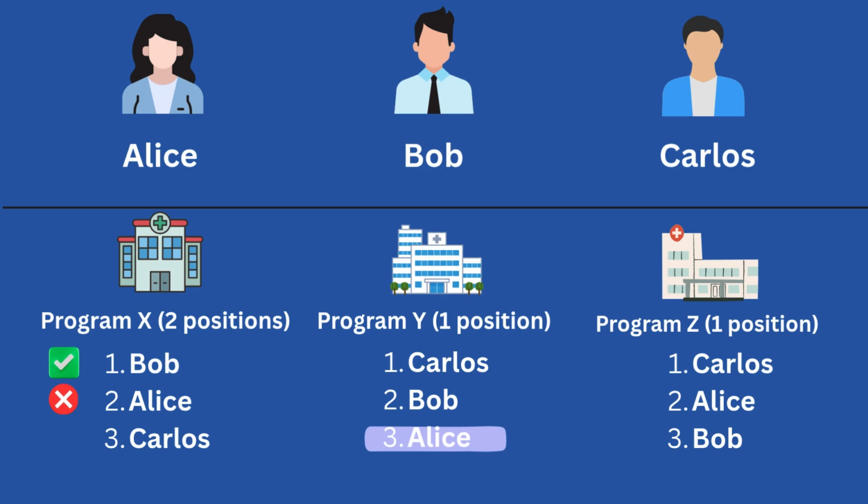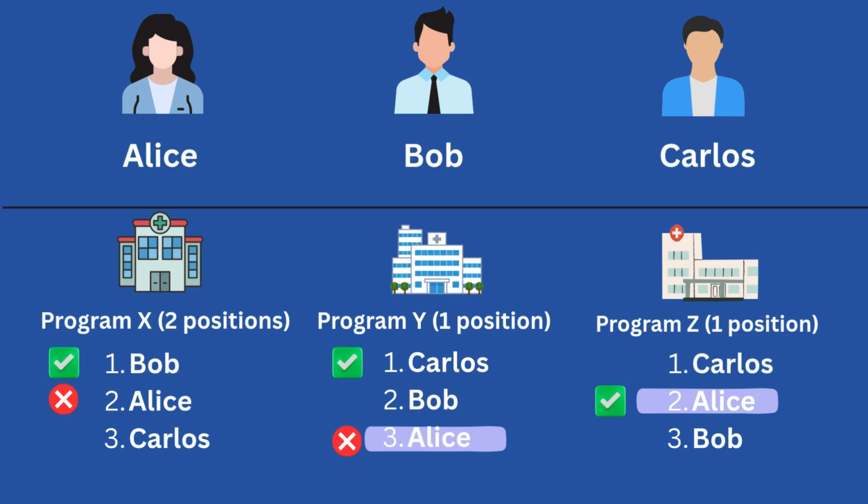Alice now applies to Program Y. However, Program Y is already tentatively matched with Carlos, and Carlos is ranked higher than Alice on their list. So Alice is rejected from Program Y. Round 3. Alice now moves to her third choice, Program Z. Program Z hasn't made any tentative matches yet and has 1 position open. They also rank Alice as their top choice. Program Z accepts Alice. She is now tentatively matched to Program Z.